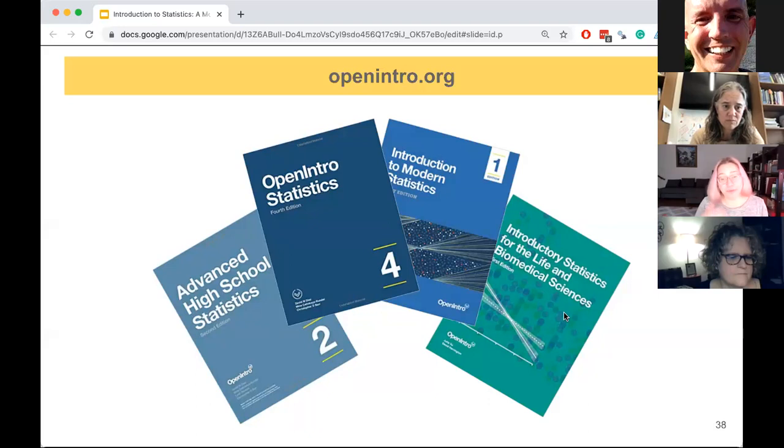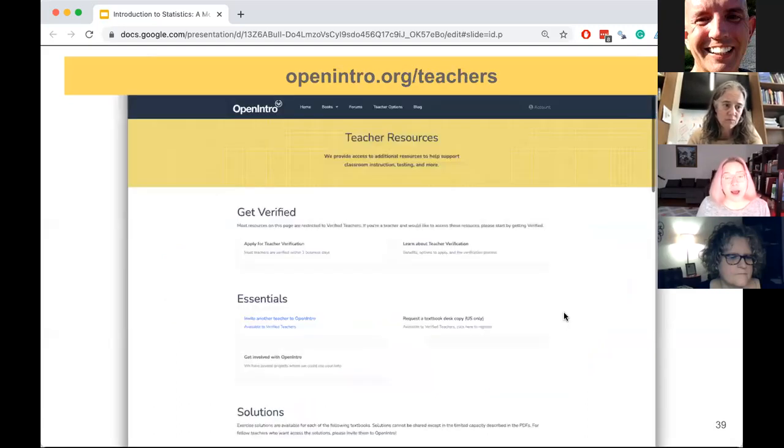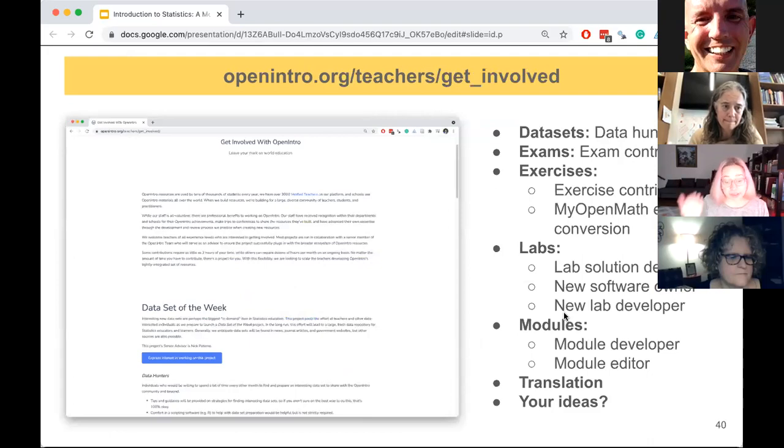So to wrap things up, we've talked about this Introduction to Modern Statistics curriculum. There are other textbooks available via the Open Intro project, all open source, all available for free. And we also have a bunch of teacher resources available. Things that are maybe obvious, as you can get solutions to all of the problems if you register as a teacher, and some additional things like the My Open Math link that I was talking about earlier, all on the teacher's webpage.